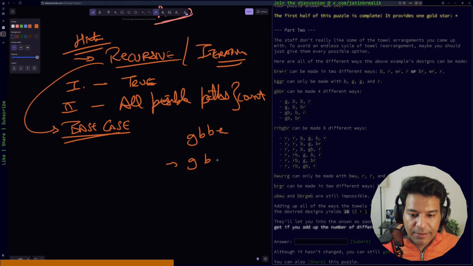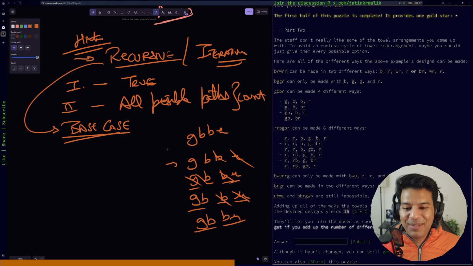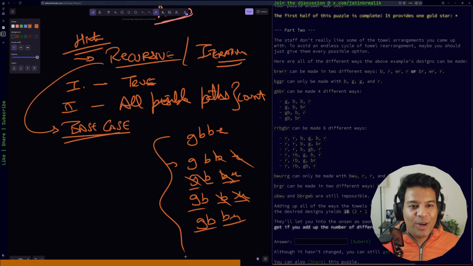So if you look at this, first you find GBB and then you do a backtrack, and you find another solution, which is GBB, where this is one towel, this is one, and this is one. Then you do a backtrack, and you find, oh, we can make GBBR, where this is 3 towels, and then you do a backtrack and you find, oh, there is also GBBR. So possibly this gives you a great idea about how to do that.